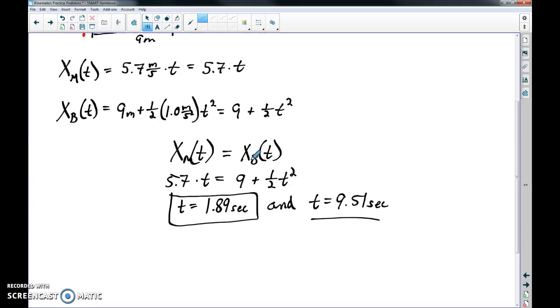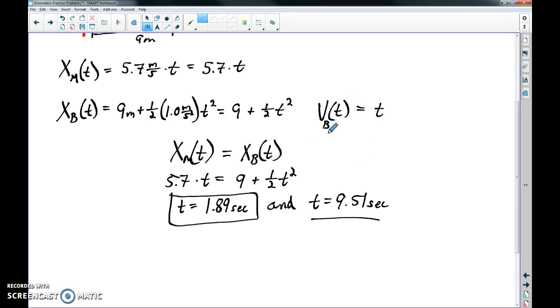Well, I'll just do a little calculus here. We'll take the derivative of this function to get my velocity function. So my velocity function is equal to, well, the derivative of 9 is 0, so this drops out. And if I take the derivative of this function, 2 times 1/2 is just 1. So the derivative of my position versus time function for my bus is my velocity versus time function for my bus, and it's just t.